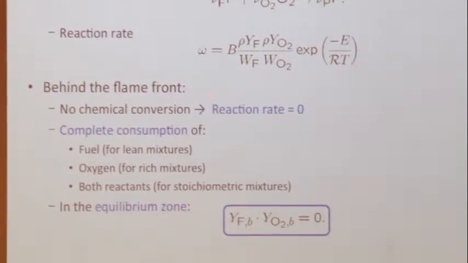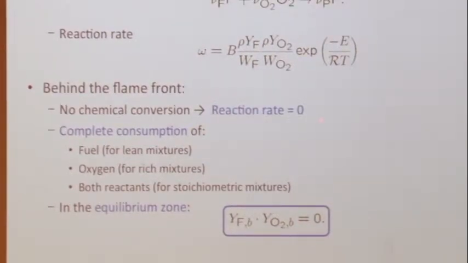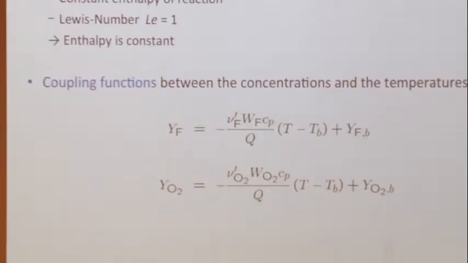So the assumptions here: ahead of the flame or behind the flame front, the reaction rate is 0. Fuel or oxygen or both reactants are completely consumed, like you would expect. And in the equilibrium zone, either fuel is 0 or oxygen is 0. So the product of these two is equal to 0. Then a few more assumptions here, but they're not so important.